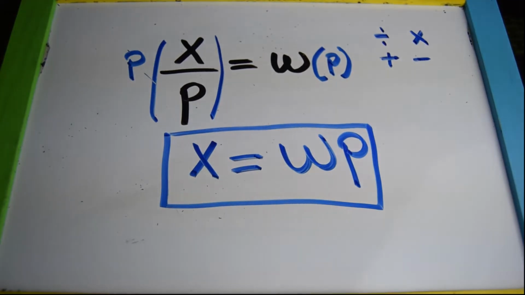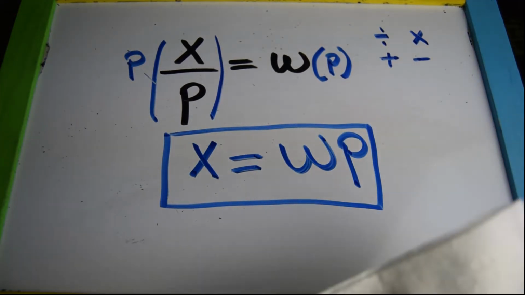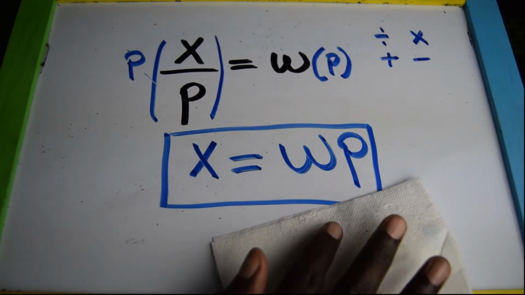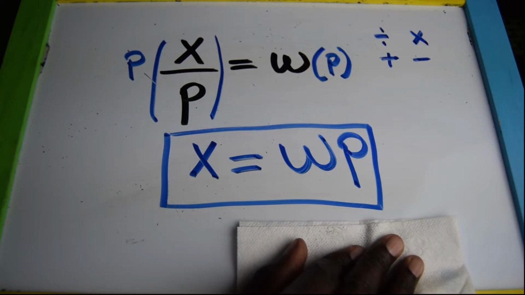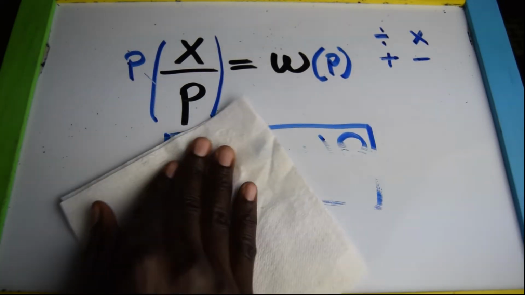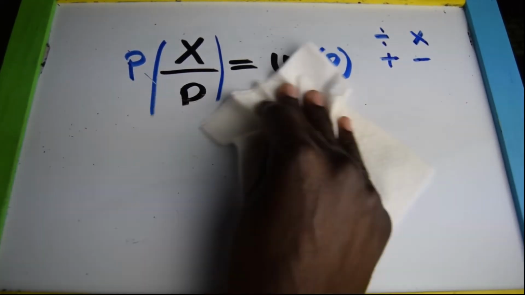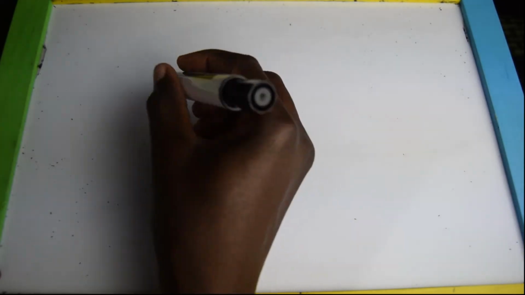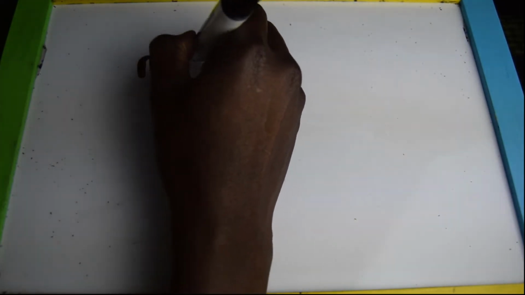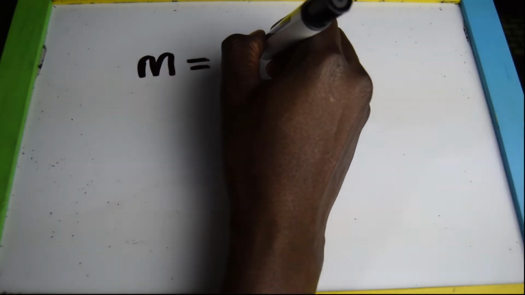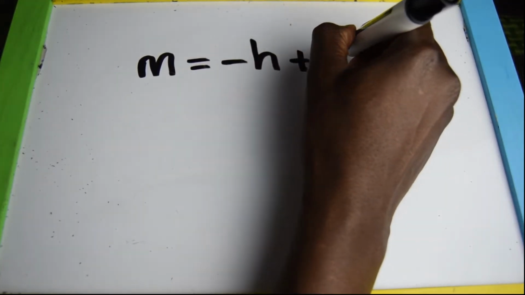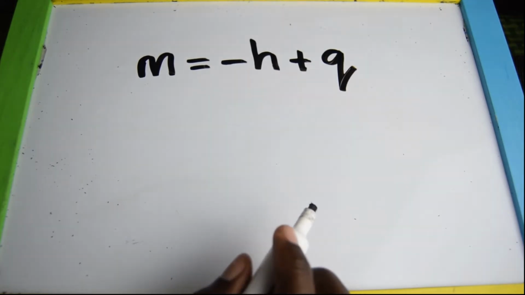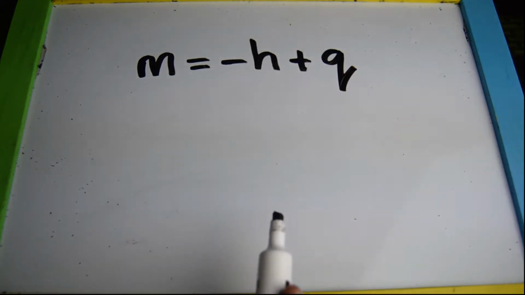For literal equations, you don't have to put in any values. All you need to do is ensure that the variable you've been asked for is isolated by itself on one side of the equal sign, and that's it. Example 3: m equals negative h plus q, and you're told solve for q.